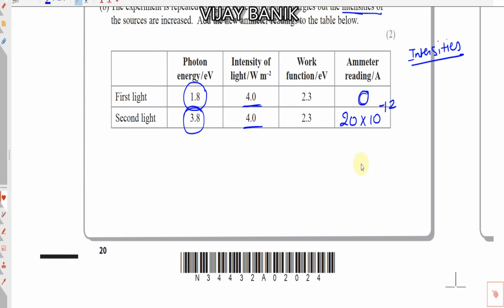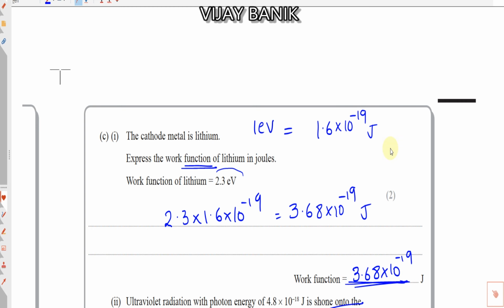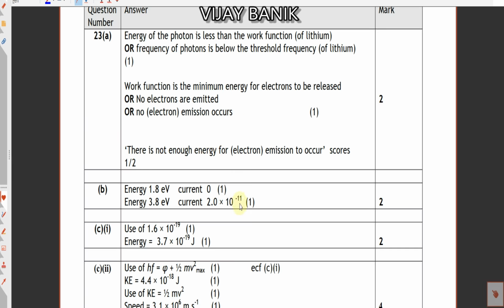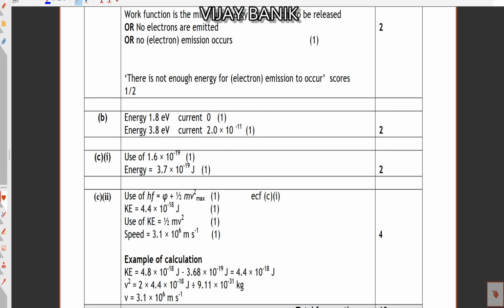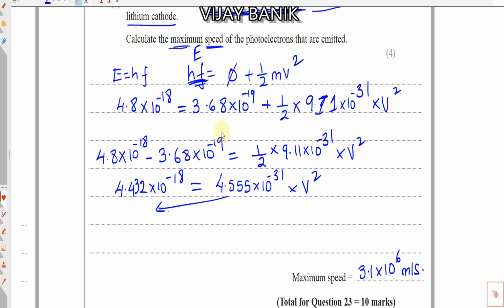3.7 10 raised to minus 19. I wrote 3.68 10 raised to minus 19. I made a mistake. I'm supposed to take 3.7. Okay, whatever. And here it should be 3.1 10 raised to 6. Here it's going to be 3.1 10 raised to 6 is the answer. So this question is done.